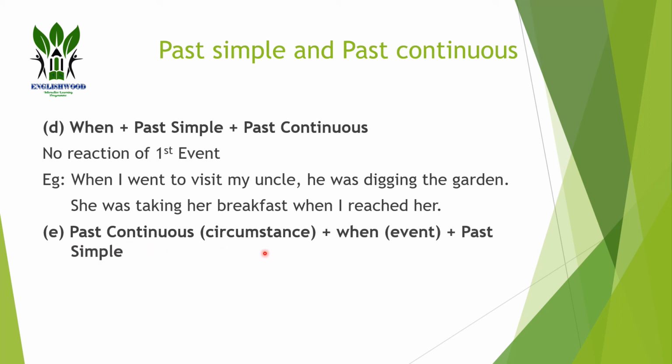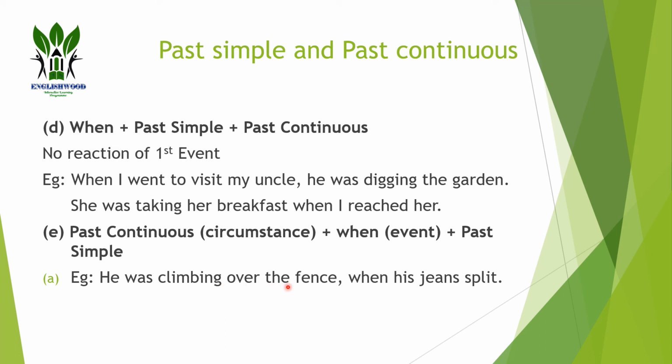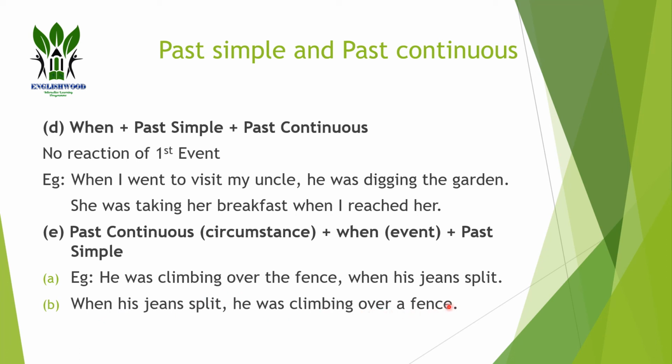Past continuous tense is used to talk about the circumstance. When is used with the event plus past simple. Let's say he was climbing over the fence when his jeans split. He was climbing over the fence is the circumstance. What is the event? His jeans split. What happened? His jeans split, they tore. At what time, in what circumstance? He was climbing over the fence. Remember that when is always used with the event, and while is used with the past continuous tense, but when and while are not used together. We'll see it later on.